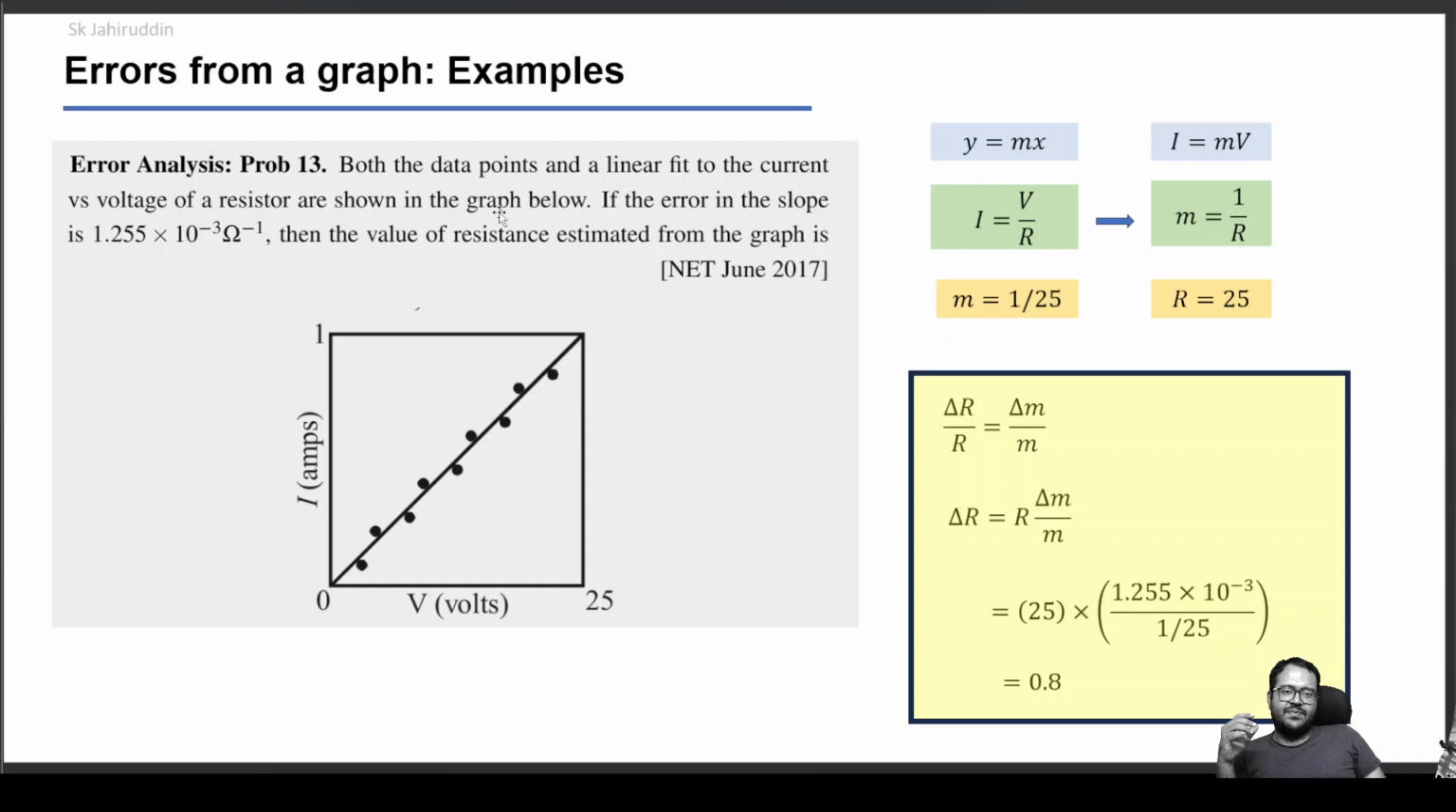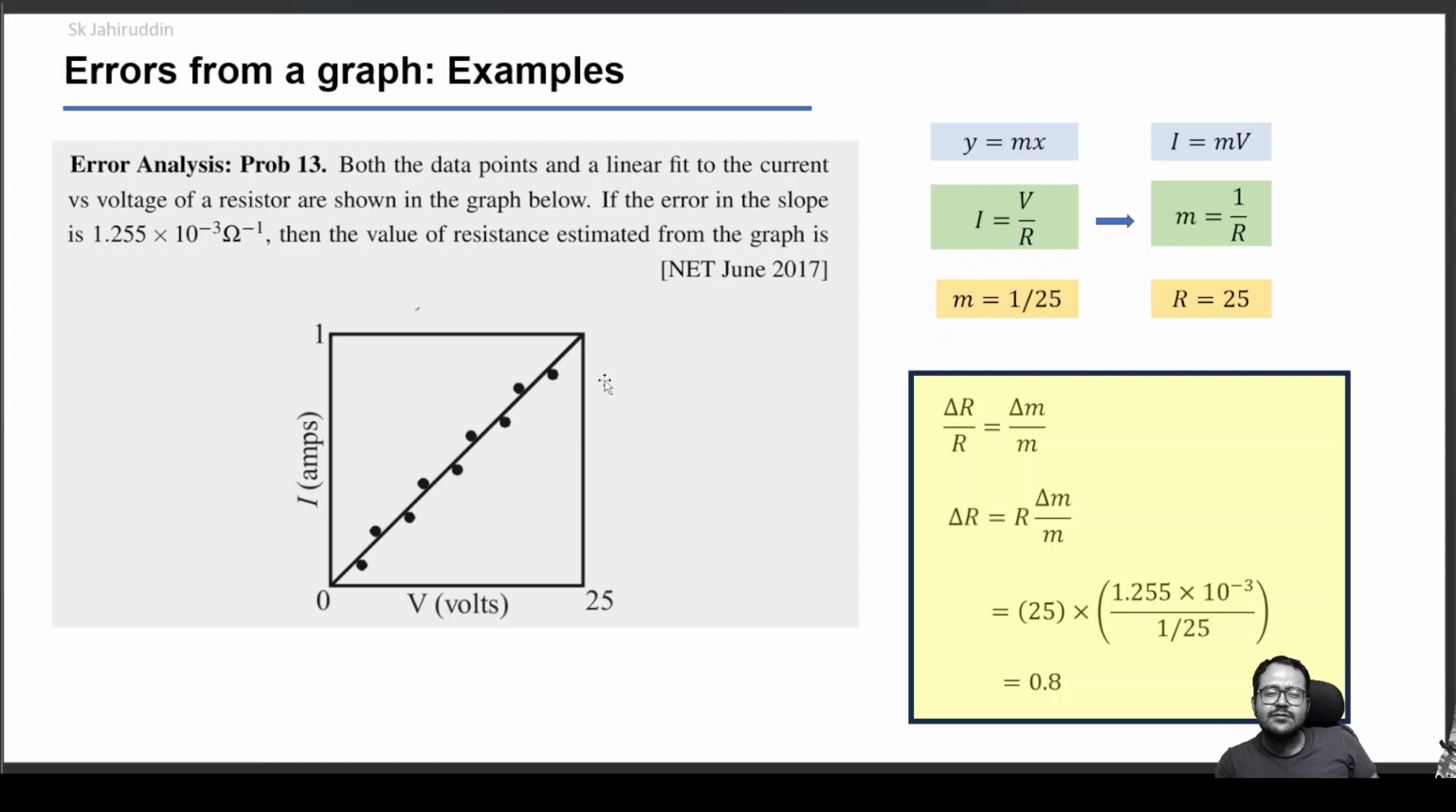This is another example. Sometimes in error analysis you can be given data points with a graph fit. Let's see both the data points and a linear fit of the current versus voltage. This is V, this is I, in a graph. As you have done in lab, we try to find a straight line which fits all the data points. So your data points are given here, and a fit.